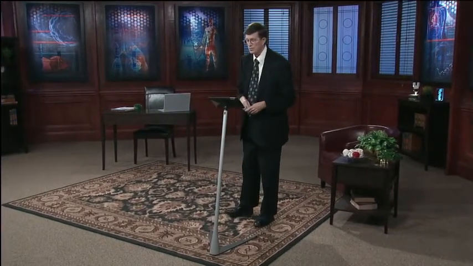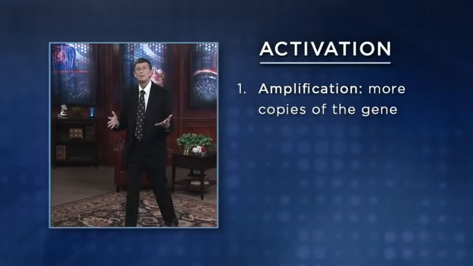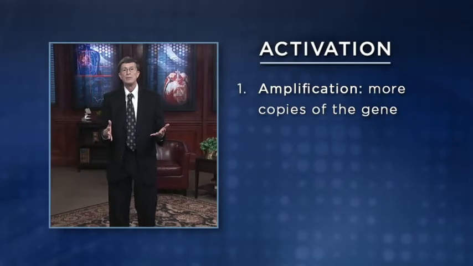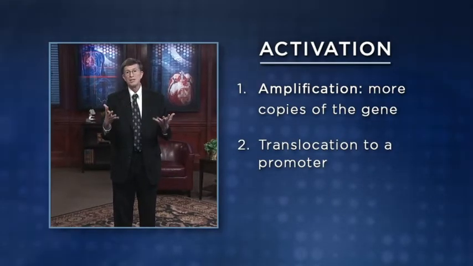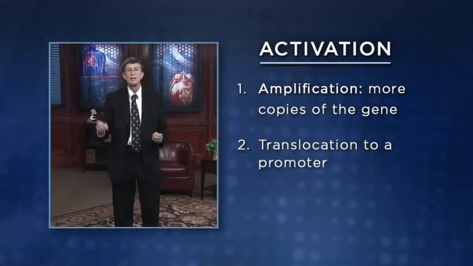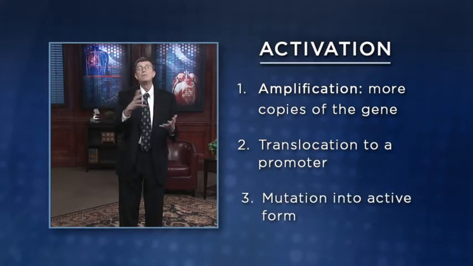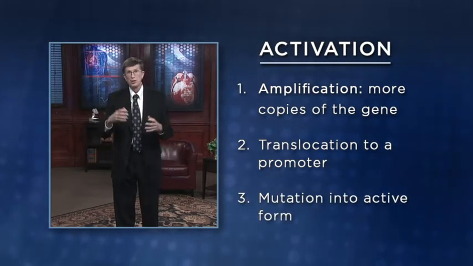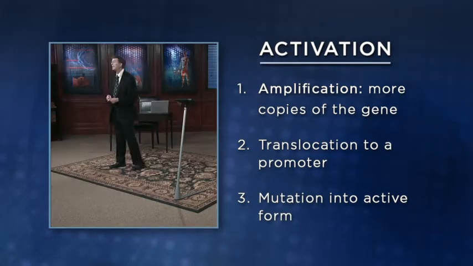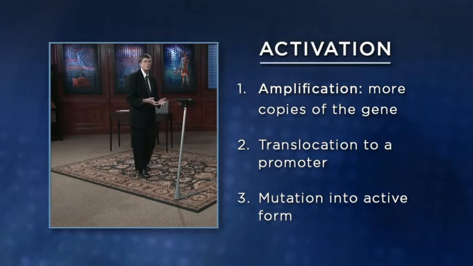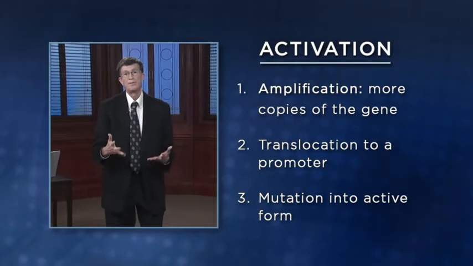There are 3 different ways that they can be changed in cancer. Those 3 ways are to be amplified, more copies of the gene. Secondly, to be translocated. A gene could be translocated to an active promoter. I'll discuss that in more detail. And finally, they can be mutated. Actually, the gene can be mutated into an active form. And I will give you specific examples and specific tumors for all 3 of them.